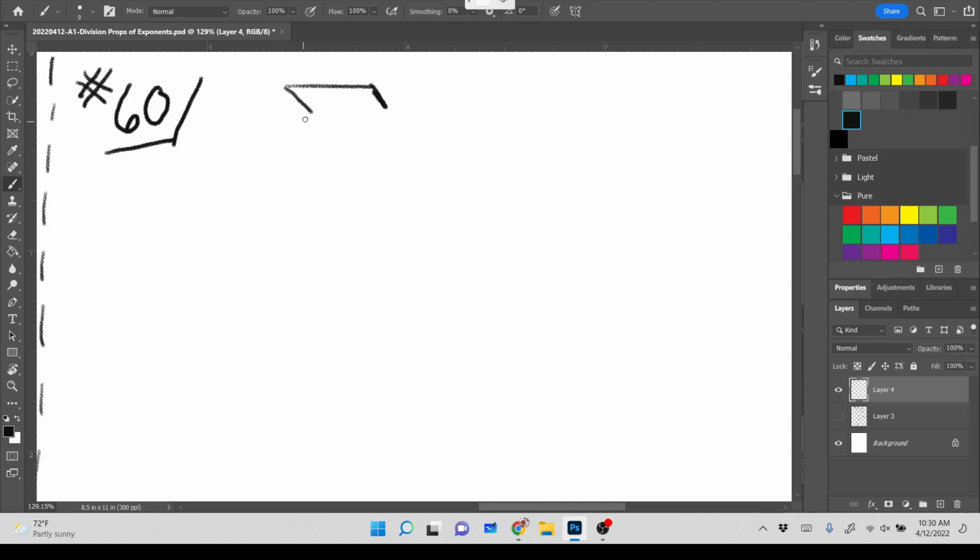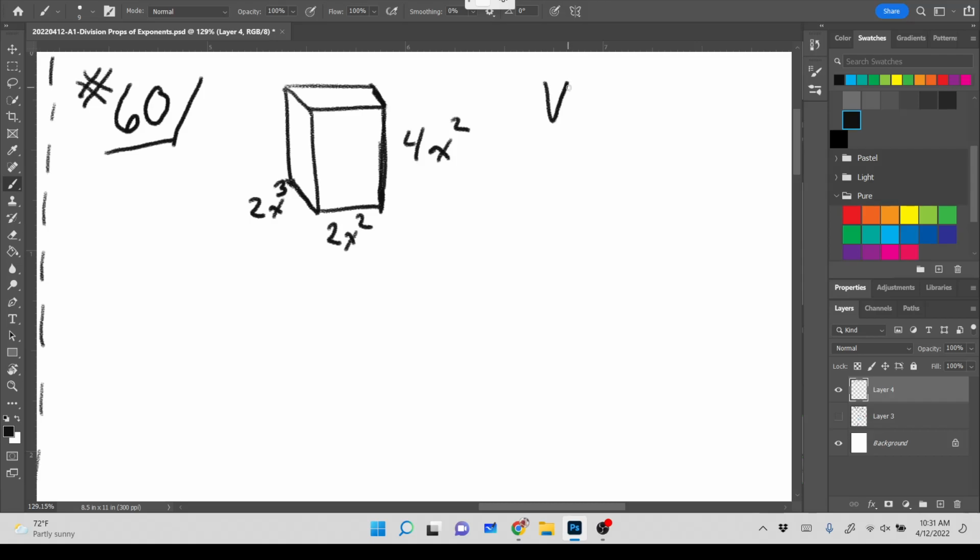a rectangular prism, which looks something like that, more or less. Doesn't matter. We're not worried about it being perfect. And this side is 4x squared. This side is 2x squared. Is that right? Nope, lied. 2x cubed. And this side is 2x squared. And we're supposed to express the volume as a monomial.